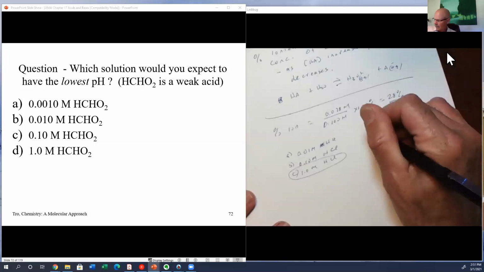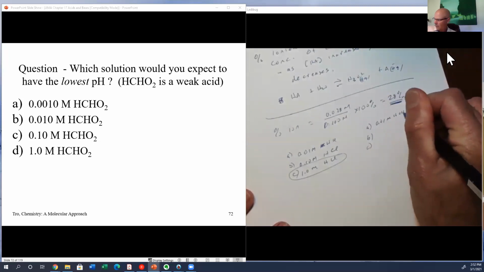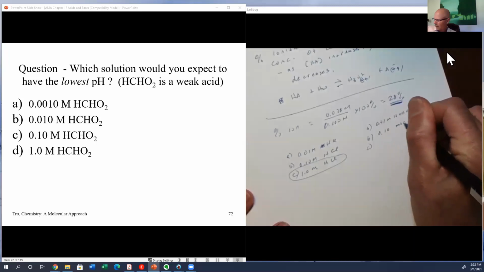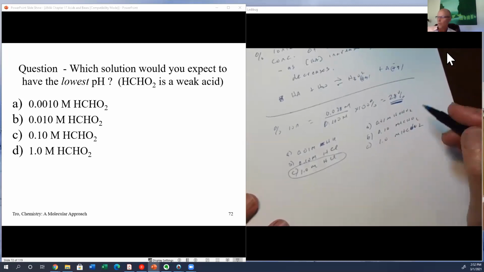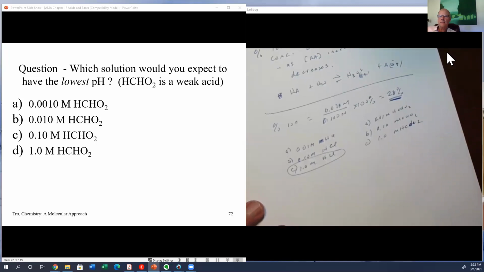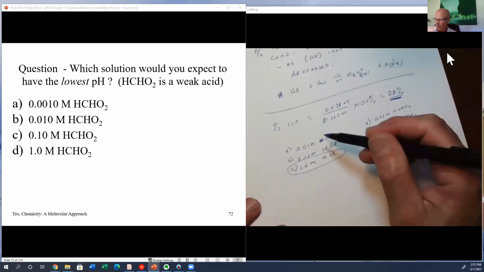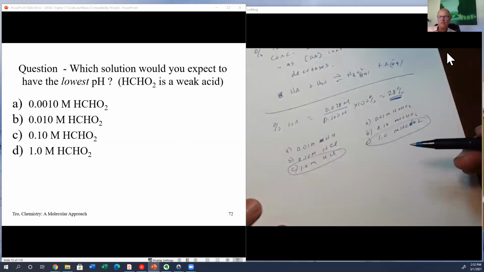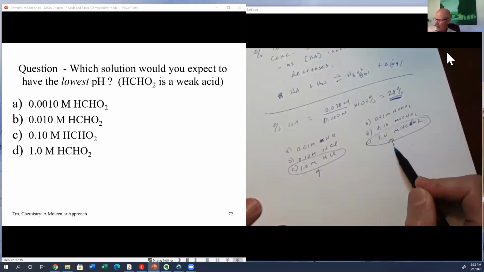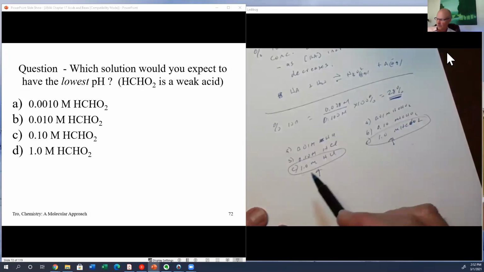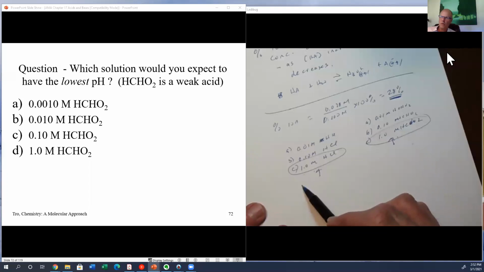If these are weak acids, let's say 0.01 molar HCHO2, 0.1 molar HCHO2, 1.0 molar HCHO2, which one is more acidic? C. Still C. Doesn't matter if it's a strong or a weak acid, the more concentrated it is, the more acidic the solution, and the lower the pH. Of course, if I compare this one and this one, out of these two, which is more acidic, the strong one or the weak one? Strong. The strong one is more acidic.